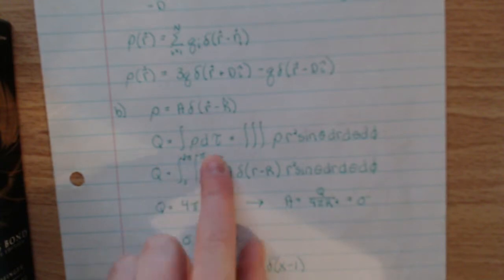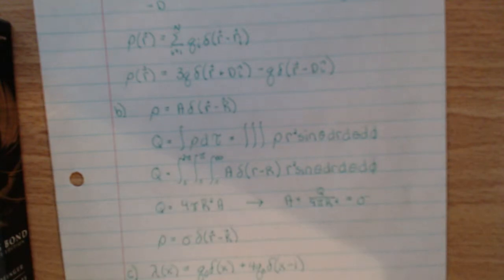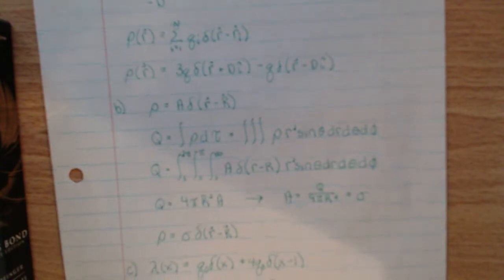In order to find the constant a, we use the total charge is equal to the integral of rho d tau. D tau is r squared sine theta dr d theta d phi. If we integrate from 0 to pi, 0 to pi, and 0 to infinity of that, we end up getting that q is equal to 4 pi big R squared times a. And solving for a gives us q over 4 pi r squared.